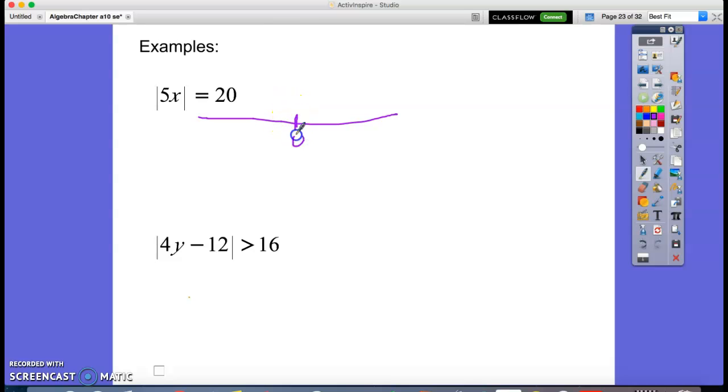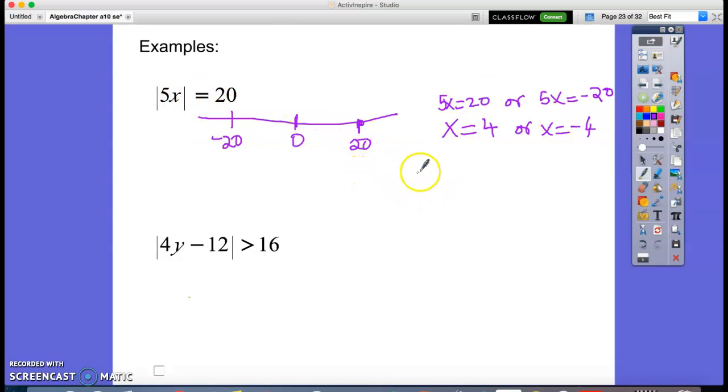So if this is 0, this can be 20, and this can be negative 20. So 5x can be at 20, so 5x equals 20, or 5x can be at negative 20, right? So x can be at 4 or x can be at negative 4. So this is our solution.